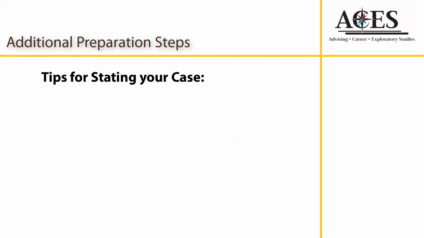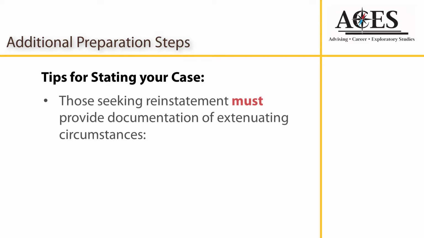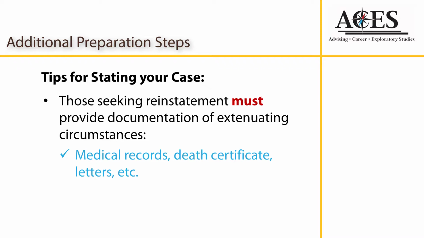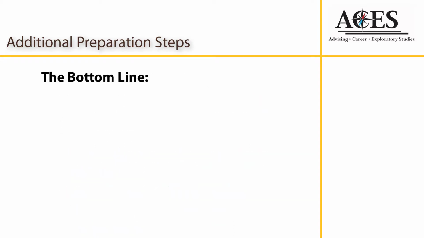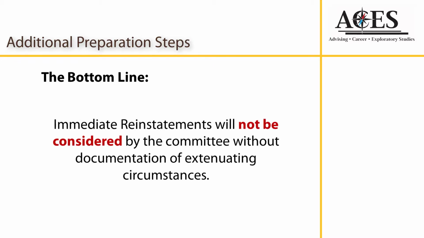Finally, if you are seeking immediate reinstatement, and although this was covered in the Part 1 video, it's important enough to repeat. Your petition must be supplemented with documentation of extenuating conditions that resulted in your suspension, such as medical records, a copy of a death certificate, letters, things of that sort. Those documents can either be emailed to aces@uwyo.edu prior to your appointment, or you can bring them to the appointment. In either case, an immediate reinstatement will not be considered without documentary evidence of extenuating circumstances.